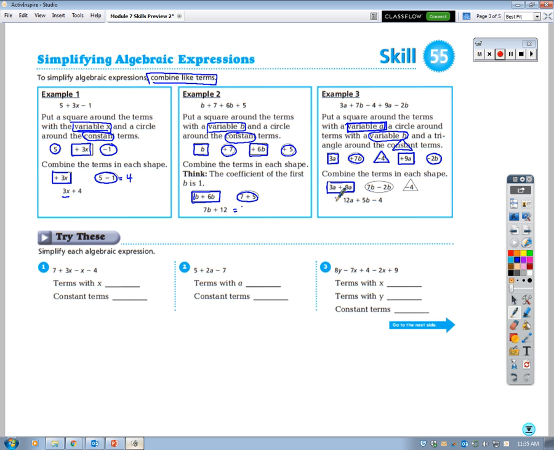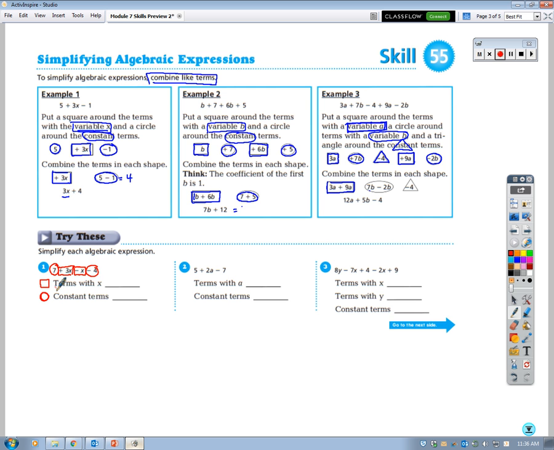So let's take a look at our examples here. Or try these here. And I'm going to put a square around my terms with x and a circle around my constant terms. So 7 does not have a variable. It's a constant. I'm going to put a circle around it. Plus 3x is a variable. It has an x attached to it, and I'm going to keep that plus sign with it. Minus x, that's another variable, and this is the same as minus 1x, right? Minus 4, that's another constant.